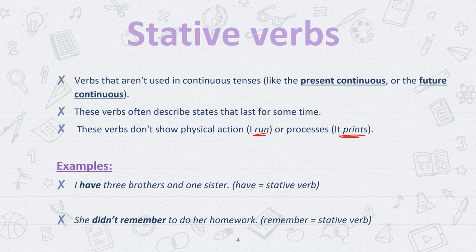Examples: I have 3 brothers and 1 sister. This is a situation that is not going to change. You are never going to stop having a sister. The other example: she didn't remember to do her homework. Remember is a stative verb. It is a condition that is not going to change, okay? That's why we call them stative verbs.